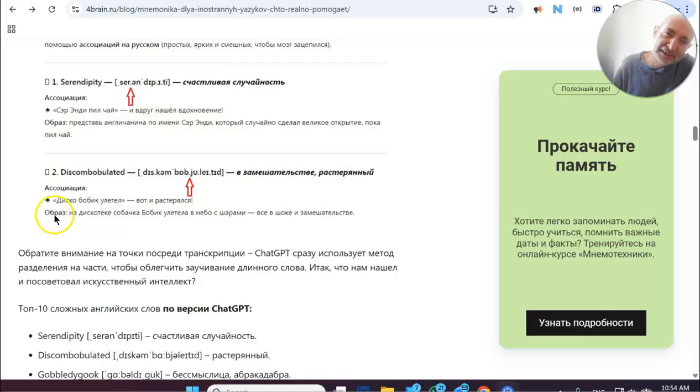And then образ, the image. На дискотеке собачка Бобик улетела в небо с шарами. Все в шоке и замешательстве. So, улетела в небо с шарами. Шарами comes from шары, which is balloons. And so, все в шоке, everyone is in shock. И замешательстве. So, you remember, замешательство was confusion.